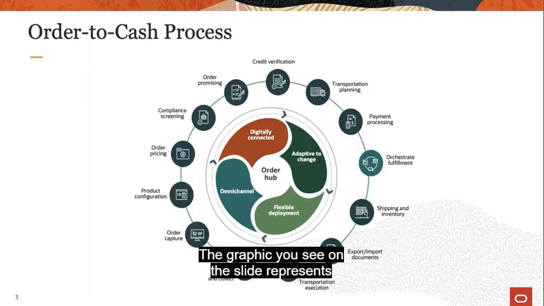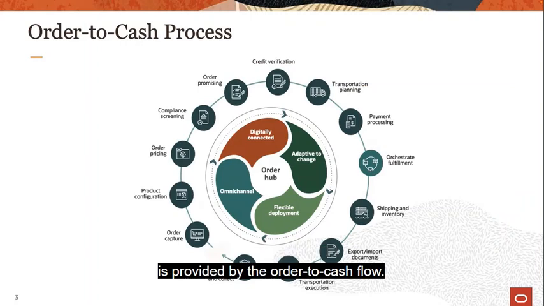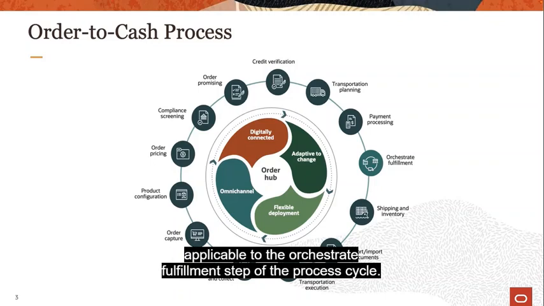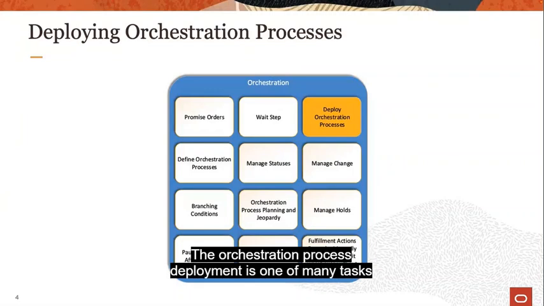The graphic you see on the slide represents the entire lifecycle and functionality which is provided by the order-to-cash flow. Our current lesson discusses topics that are applicable to the orchestrated fulfillment step of the process cycle. The orchestration process deployment is one of many tasks that take part in enabling the orchestration of orders.